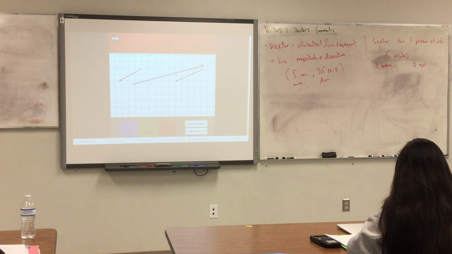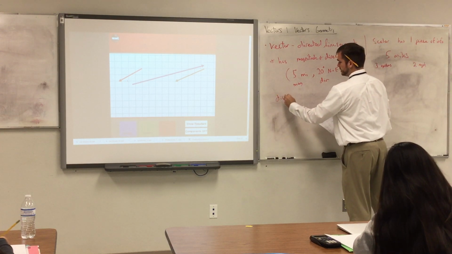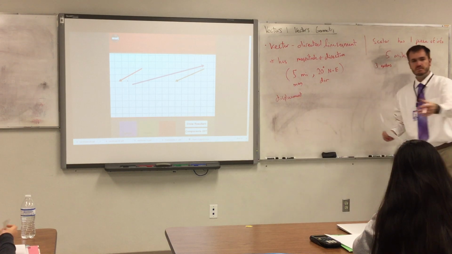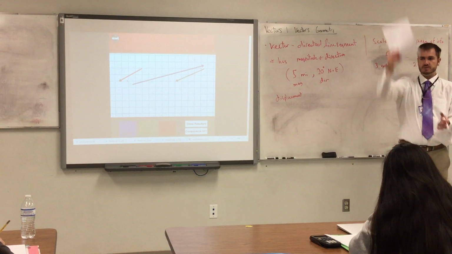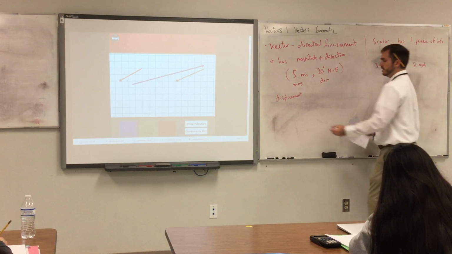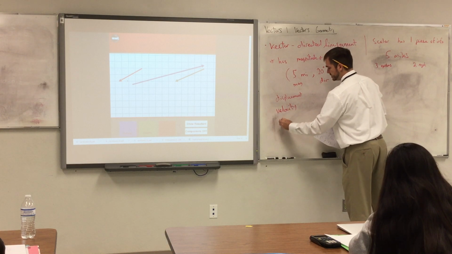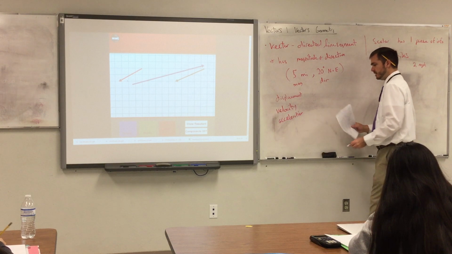What are some things that are vectors? Displacement, if something's been moved, how far has it been moved and in what direction? This way, or this way, or this way, or down. Velocity is a vector quantity. Acceleration is a vector quantity.